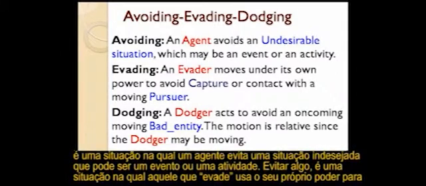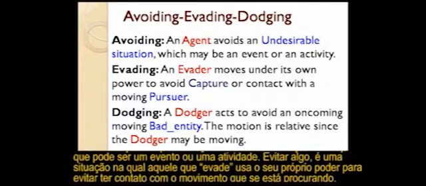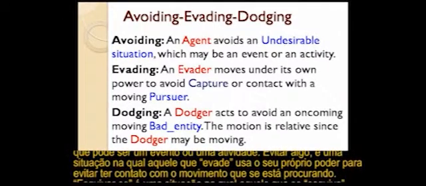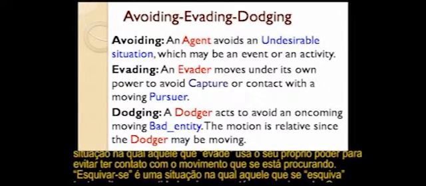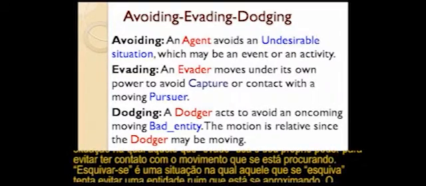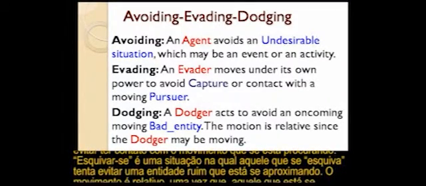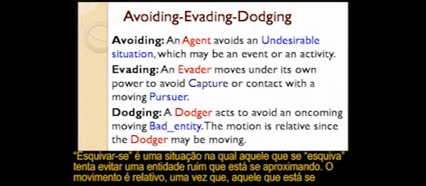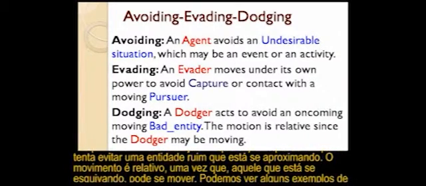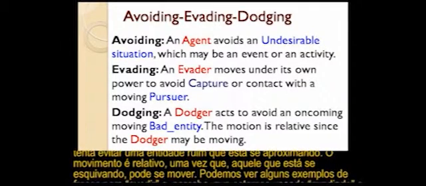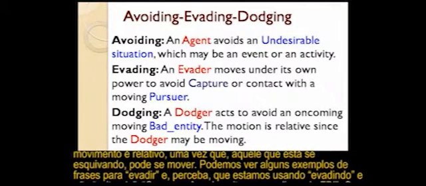Very briefly, avoiding is a situation in which an agent avoids an undesirable situation, which may be an event or an activity. Avoiding is a situation in which an evader moves under its own power to avoid capture or contact with a moving pursuer. Dodging is a situation in which a dodger acts to avoid an oncoming bad entity. The motion is relative since the dodger also may be moving.